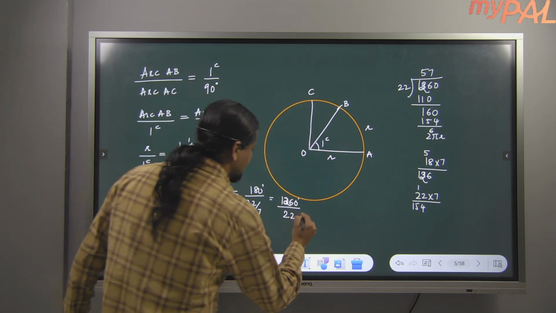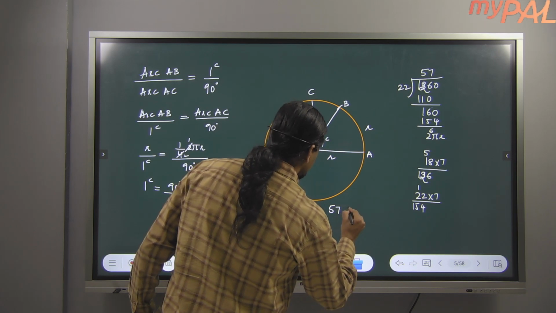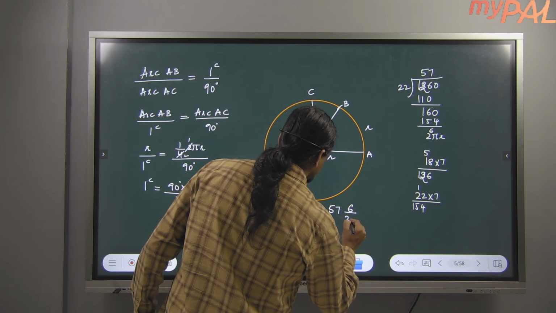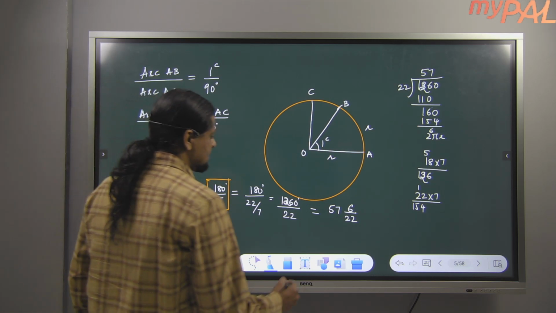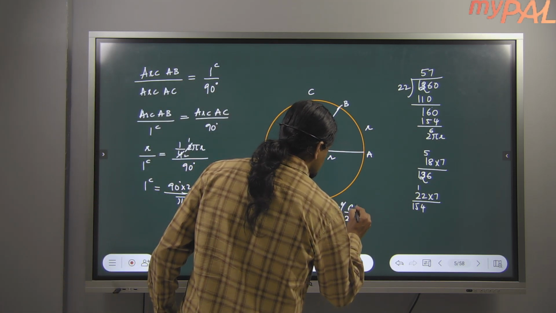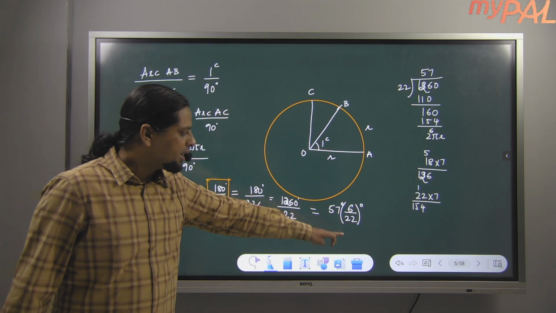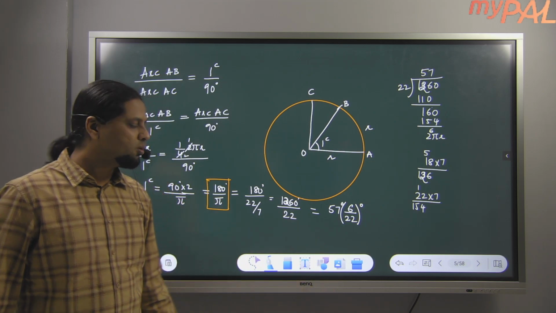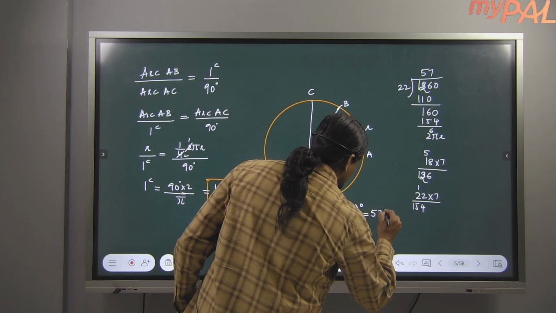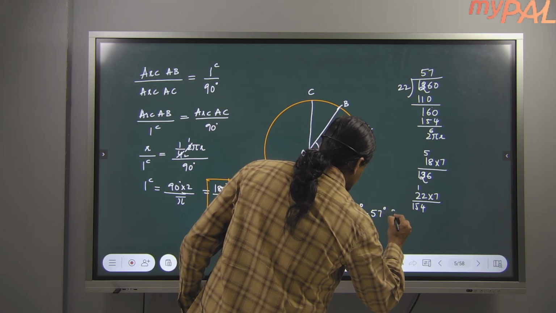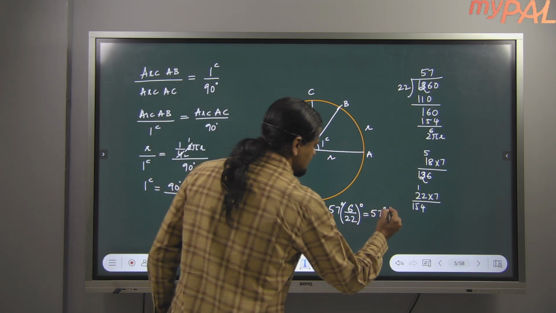So I can write this as 57, 6 by 22. But again, it is in degrees. Everything is in degrees. This is also in degrees. What can I do to this? 6 by 22 is there. If you want it in the simplified format, it's going to be 57 degrees, 3 by 11, which is in degrees.